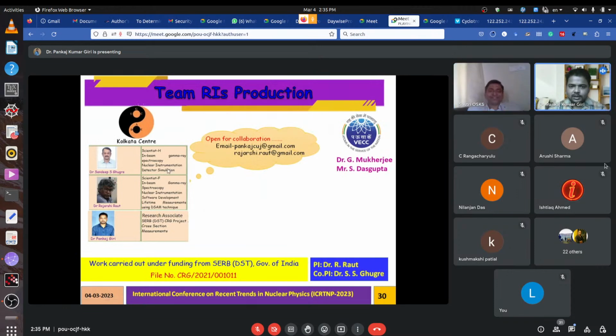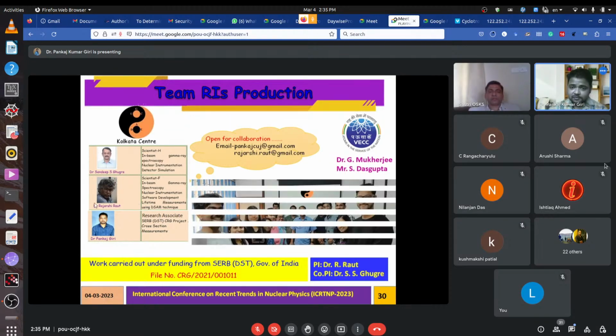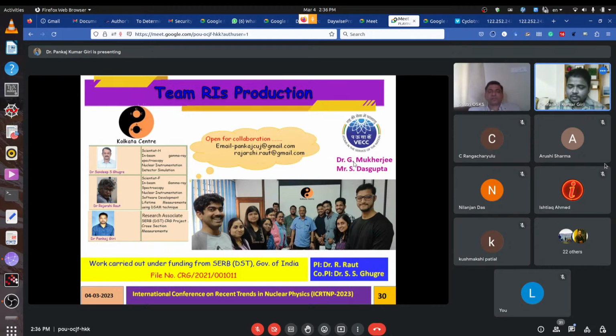And this is the team for the radioisotope production. First of all, I'd like to thank my director, Dr. Sandip Bugre, who is the constant motivation for our work, and my PDF mentor, Dr. Rajshri Rao, and from BARC, I have Gopal Mukherjee and Sandipan Das Gupta. And of course, we are open to collaboration for this particular kind of research work. These are our vibrant group of research scholars working in various fields of our research group. This work is funded by the Government of India, SERB DST.